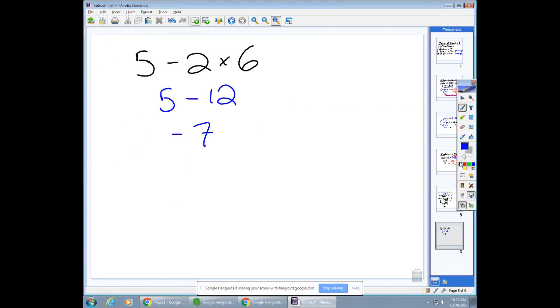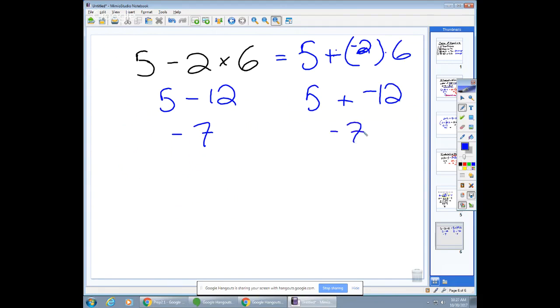So I'm just going to rewrite this a little bit. In algebra, it's nice to sometimes consider subtracting as adding the opposite. So I could say that's 5 plus negative 2 times 6. Negative 2 times 6 is negative 12. 5 plus negative 12 is still negative 7. So that would be another way to think about it.